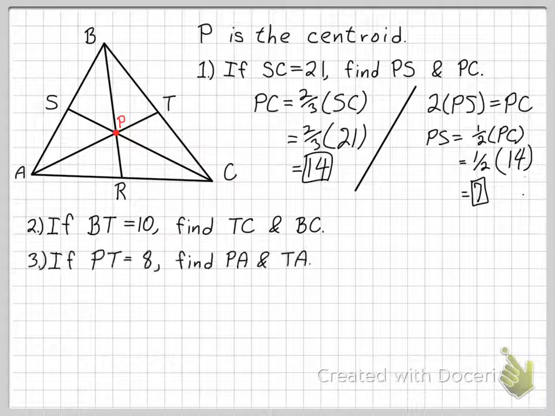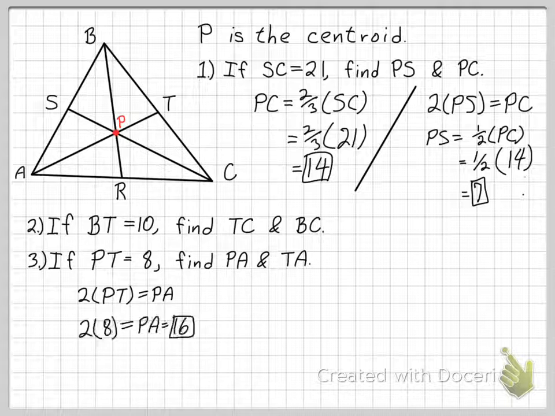Okay, now we have problem 3. If PT is equal to 8, then we need to find PA and TA. So this distance right here is 8, and we need to find PA and then TA, the distance of the whole thing. Okay, so 2PT is equal to PA, right? Twice this distance, PT, is going to equal the other distance. We went over that a little bit earlier in this presentation. So we have PT is 8, so 2 times 8 is equal to PA, so PA must be 16.